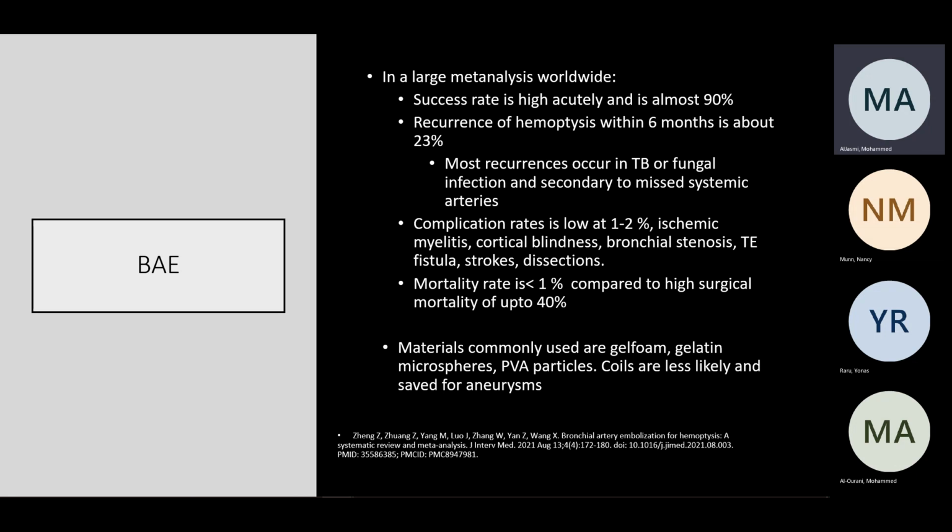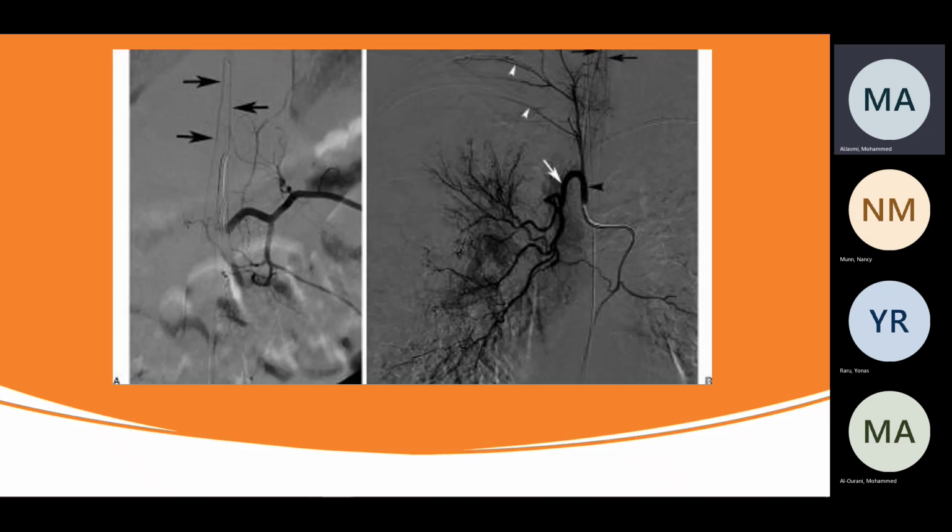If you find a mycetoma or tuberculosis causing the hemoptysis, you're not going to send him for surgery immediately, right? You're going to do a BAE, then you're going to treat the TB or treat the infection and wait. So it depends on the clinical situation, but both ways are valid, right?